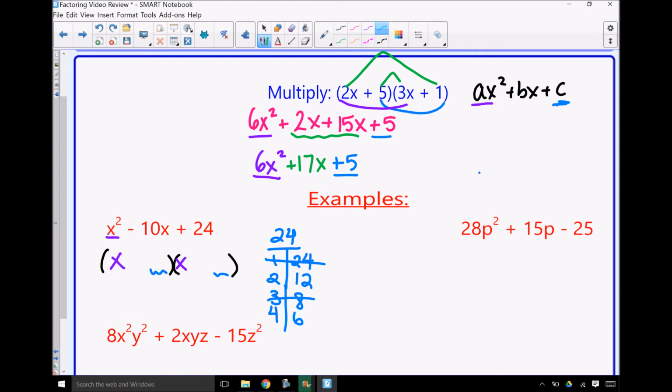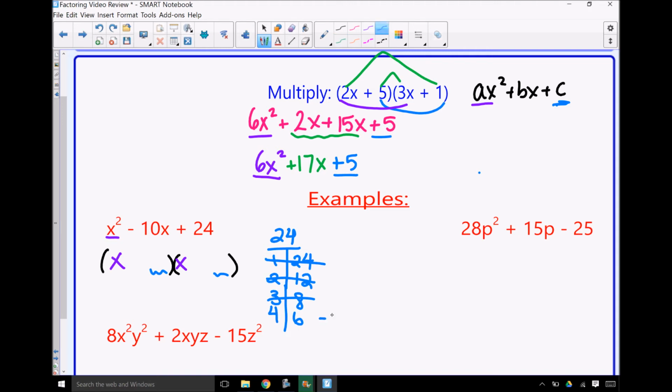Now, if I were to use 2 and 12, the only way I can get a negative 10 is if I use positive 2 and negative 12. But when I multiply them together, I get a negative 24, and I want a positive 24. So I know for a fact that that won't work. So we can cross this guy off right here. So now let's see, how can I get a negative 10 from a 4 and from a 6?